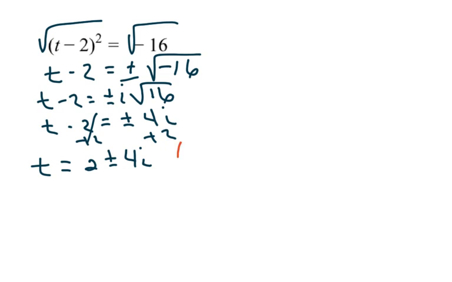Remember, if we want to see both of those answers, it's 2 plus 4i and 2 minus 4i. That's what the plus or minus does for us. It gives us our two answers.